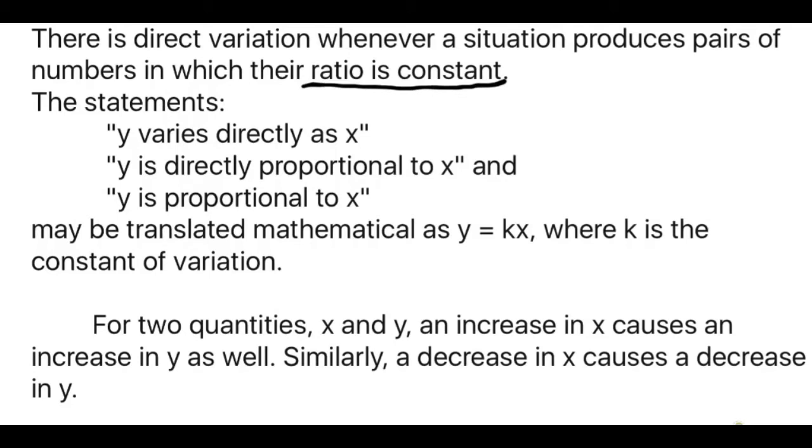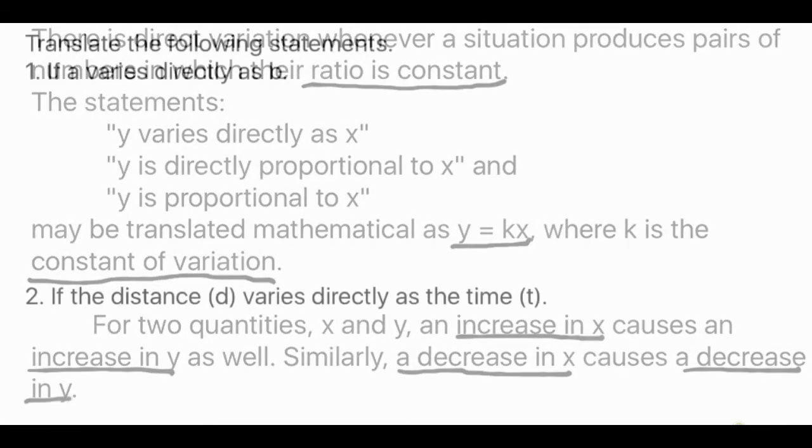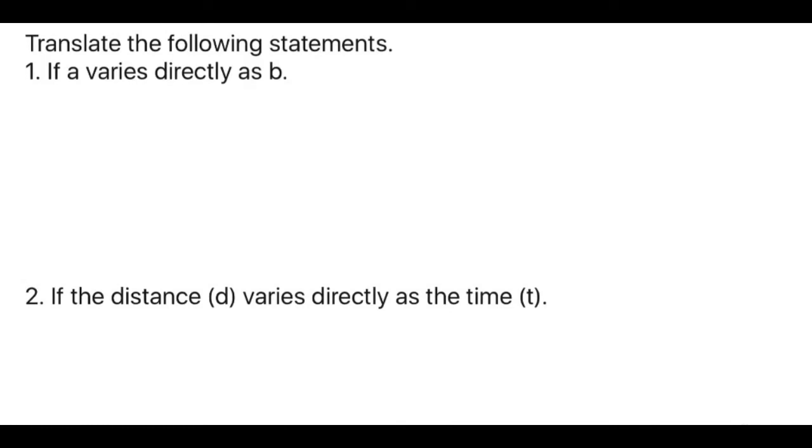The statements "y varies directly as x," "y is directly proportional to x," and "y is proportional to x" may be translated mathematically as y equals kx, where k is the constant of variation. For two quantities x and y, an increase in x causes an increase in y as well. Similarly, a decrease in x causes a decrease in y. So let us translate the following statements.